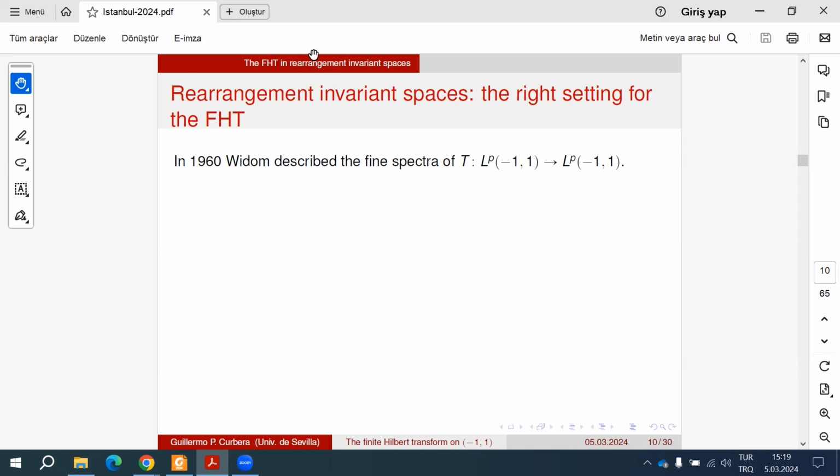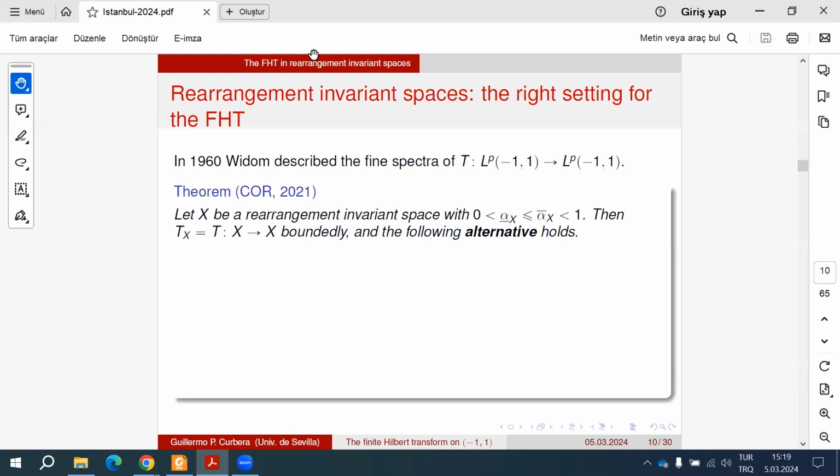In the 1960s, Harold Widom, American mathematician, studied the spectra of the finite Hilbert transform from LP into LP. And he studied perfectly, with full detail, defining not only the spectrum, but the classification of the spectrum. Okay. Now, it turns out that we change LP to X. This is a result of Curbera and Okada.